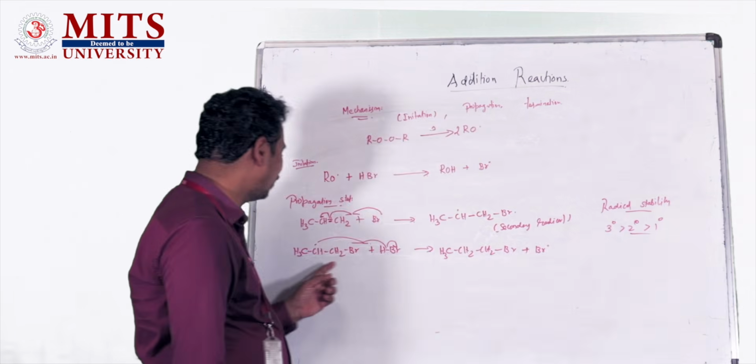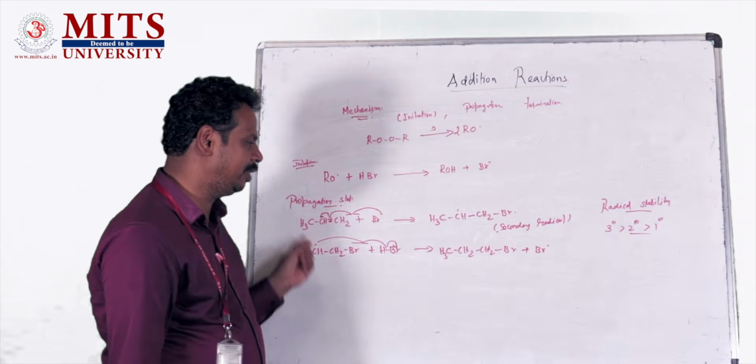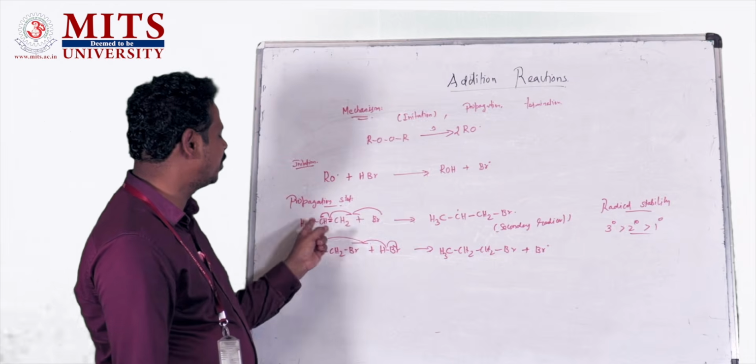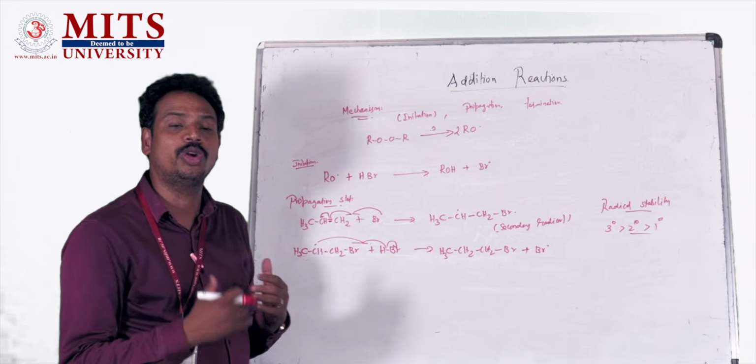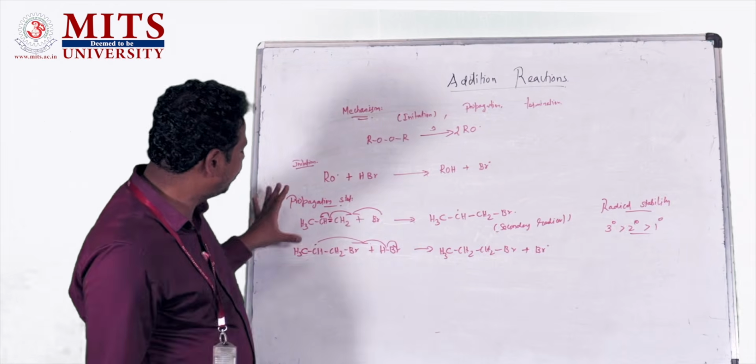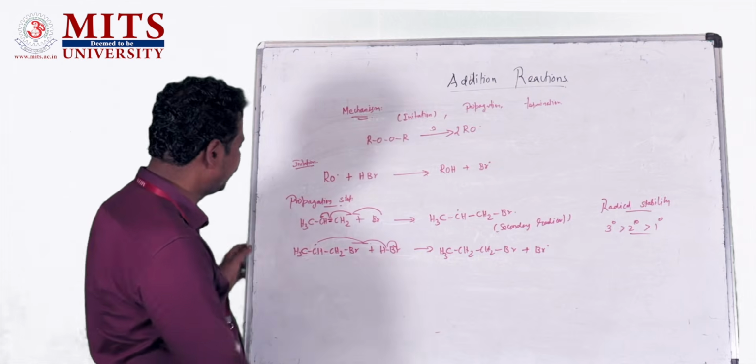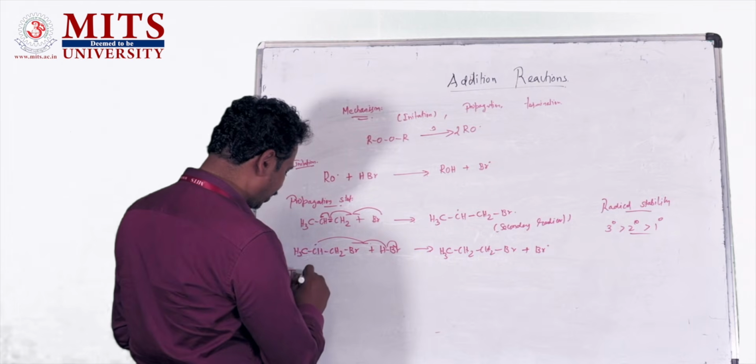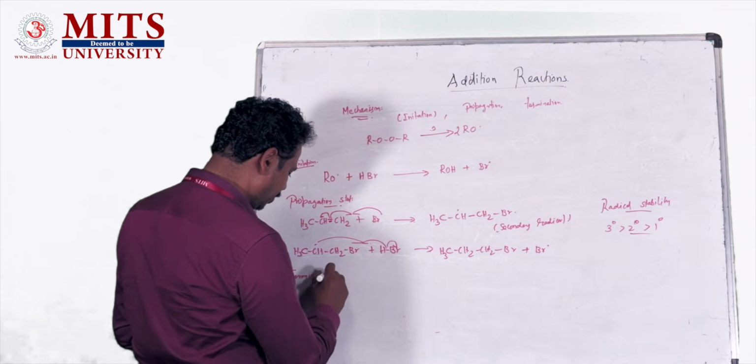That means this is a complete cycle, again and again. So the Br dot again attacks fresh molecules and it goes. If it is a polymer, it will be a cycle. So this is usually the propagation step. And then the last one is called the termination step.